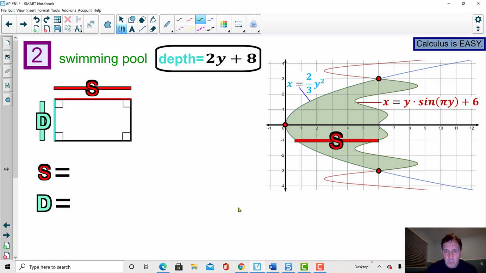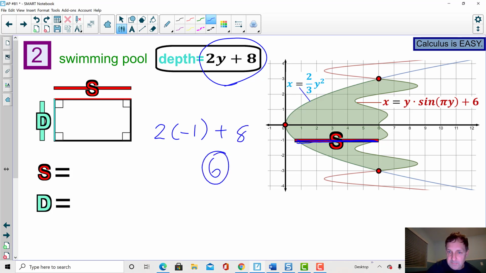Let's say, for example, that y was equal to -1. And that's going to happen all the way across this line right here. When y equals -1, the depth is going to be this right here. It's going to be 2 times -1 plus 8. So that'll be 6. So we're getting a depth of 6 all across that line. So what that means is if the depth is always 6 along that line, you end up with a shape that's actually a rectangle. So that's kind of interesting.